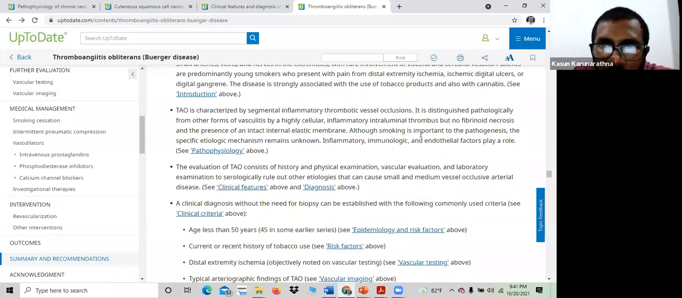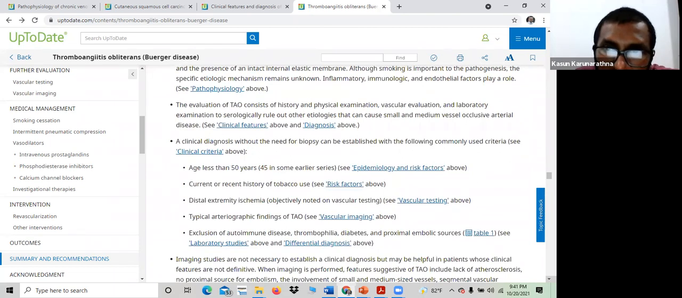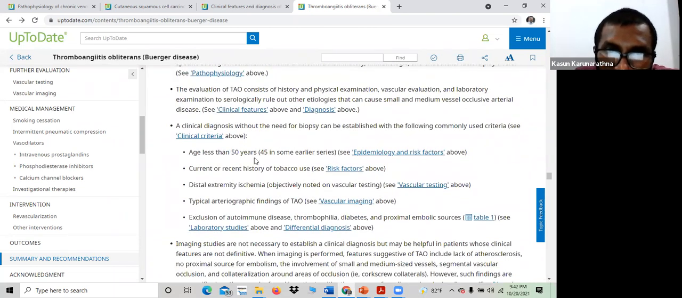Smoking is important in the pathogenesis. The specific etiologic mechanism remains unknown, right? So the evaluation of thromboangiitis obliterans consists of history, examination, vascular evaluation, and laboratory examination, to serologically rule out other etiologies that can cause small and medium vessel occlusive artery diseases. The clinical diagnosis, without need for biopsy, can be established with the following Shionoya criteria: age less than 50 years, current or recent history of tobacco use, distal extremity ischemia, typical arteriographic findings, right?